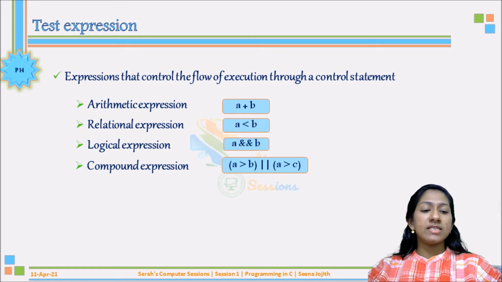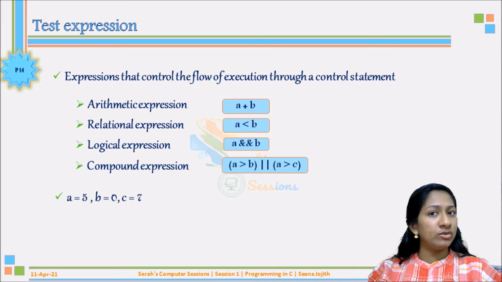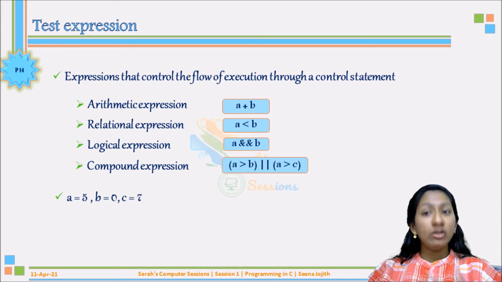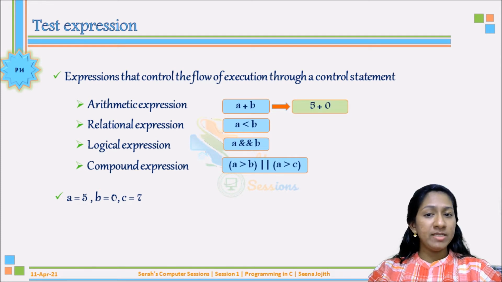Okay, so let's consider these three values for the variables a, b, and c: a equal to 5, b equal to 0, and c equal to 7. Now let's take these values and calculate the values of the expressions that you can see above. The first one is a plus b. What is the value of a? 5. And what is the value of b? 0. So 5 plus 0 will give you a 5.